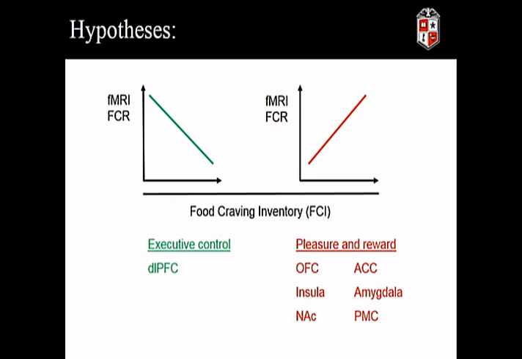These are just graphic representations of our thinking and our hypotheses going in. As you'll see on the bottom, we have increasing scores on the food craving inventory. Given what we know about these brain regions, we would expect that with higher scores we would see lower activation in food cue reactivity in the executive control regions, the DLPFC. Similarly, with increasing food craving inventory scores, one would expect the pleasure and reward pathways to have much higher reactivity to food cues presented in the scanner.